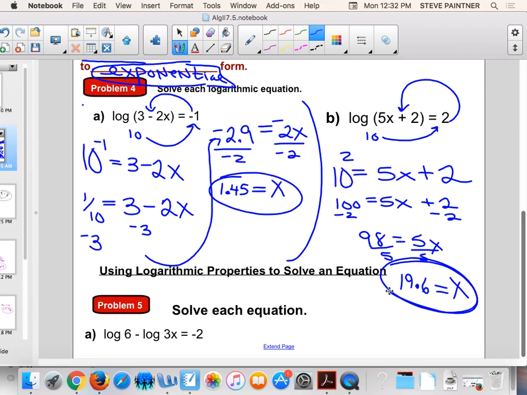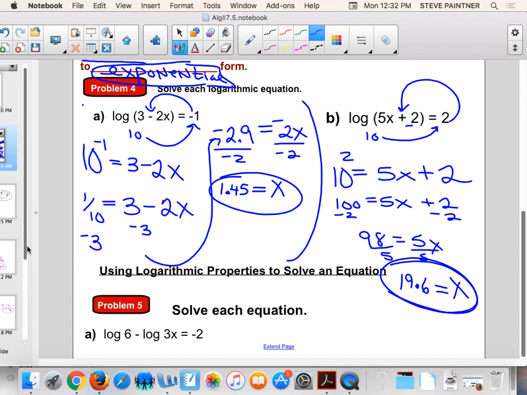And here's me thinking, oh, how easy is this just to do? Punch this into my calculator. Log, parentheses, 5 times 19.6 plus 2, parentheses, equals 2. I mean, it's that easy. And you guys are taking quizzes and tests. You should be punching these in to make sure you're right. Okay?